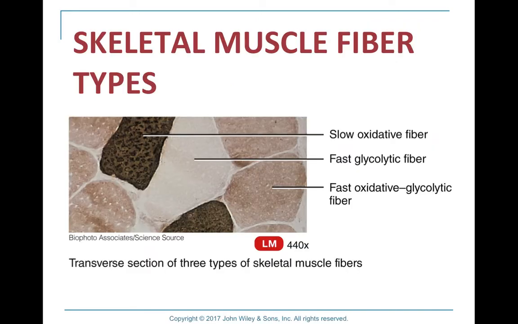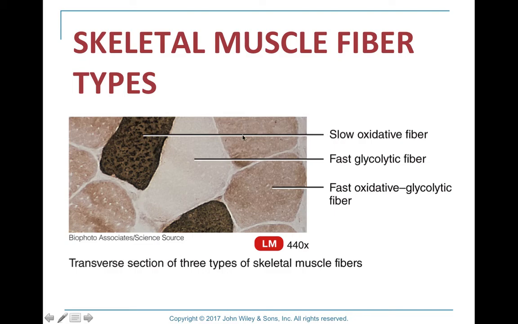Now, the skeletal muscle fibers, we have a couple of different types. So we have slow oxidative fibers, fast glycolytic fibers, and fast oxidative glycolytic fibers. We have a table on the next slide that will show us comparisons, but we'll just talk about these here.